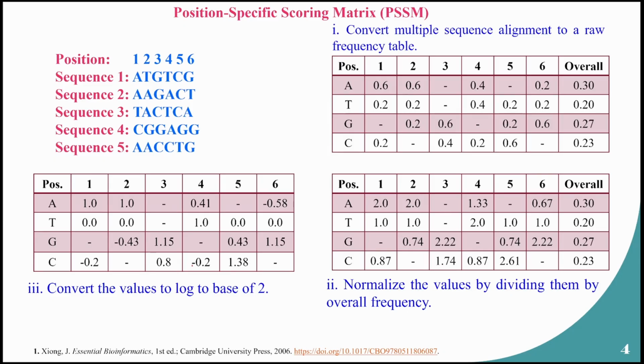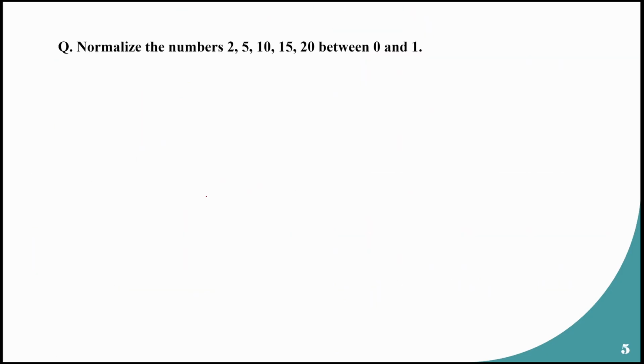If you look at the positive scores, for example, 1.15 at position 3 for G, we can see that G is quite prevalent at position 3. So higher positive values indicate that a particular component is much more prevalent at that position. Conversely, negative values indicate that the component is not prevalent at that position. So this can give us a position specific idea.